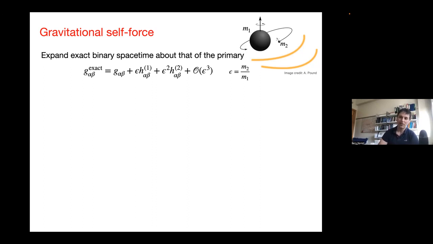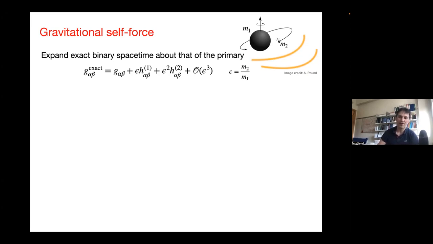Now, in principle, we could work out the waveform from the system by solving Einstein's equations, for example, using numerical relativity. But in practice, it's not really practical to do that once the mass ratio gets too small, too different from one. So instead, what we do is we take the space-time of the exact system, so the exact solution of Einstein's equations, and formally write it as a series expansion in a small parameter being the ratio of the small guy's mass to the big one.